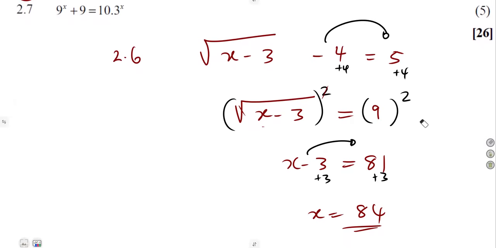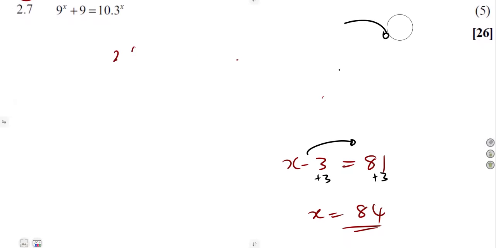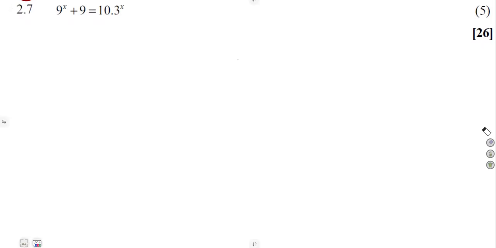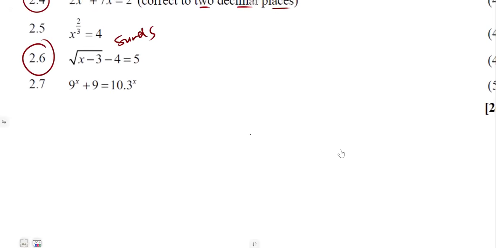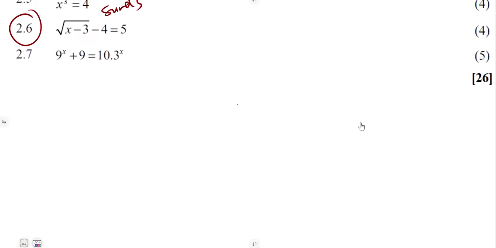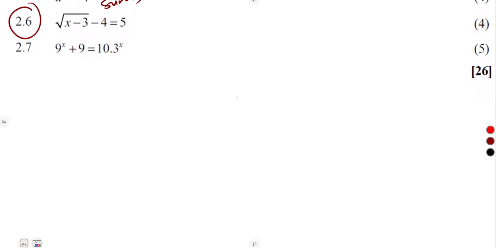You do not have to test anything. It's a single value that you have. Yes, you can test and put that one, but for a single value, that's the answer that you have. It's different when you form a quadratic equation, then you need to test those two solutions. For a single solution, that will be your answer.